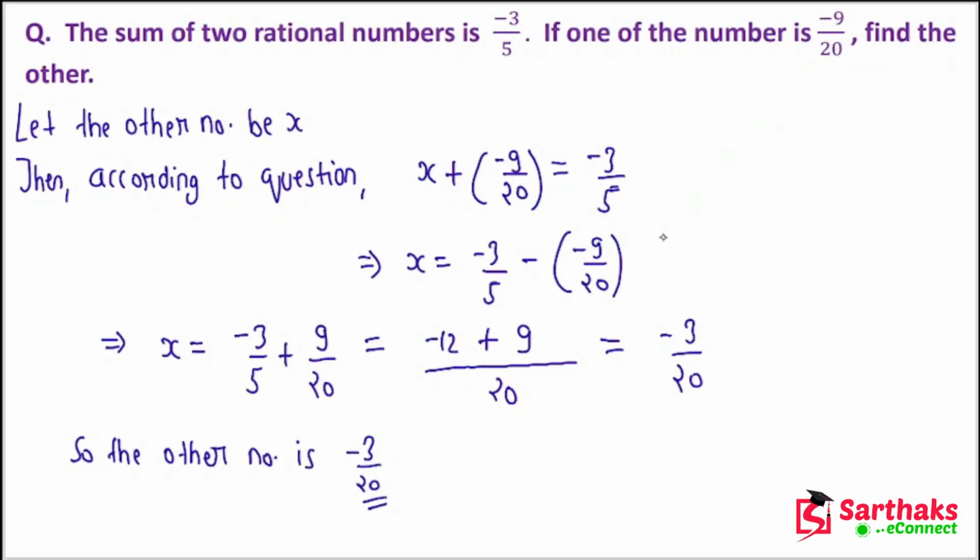So we have to add minus 3 by 20 to minus 9 by 20 to get minus 3 by 5. You can verify it also. You can add minus 3 by 20 to minus 9 by 20.